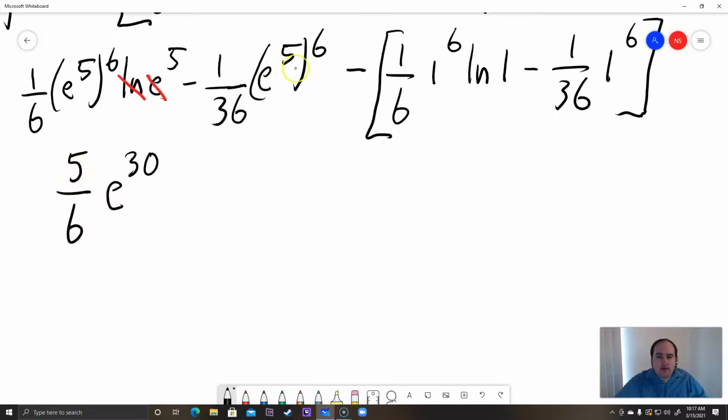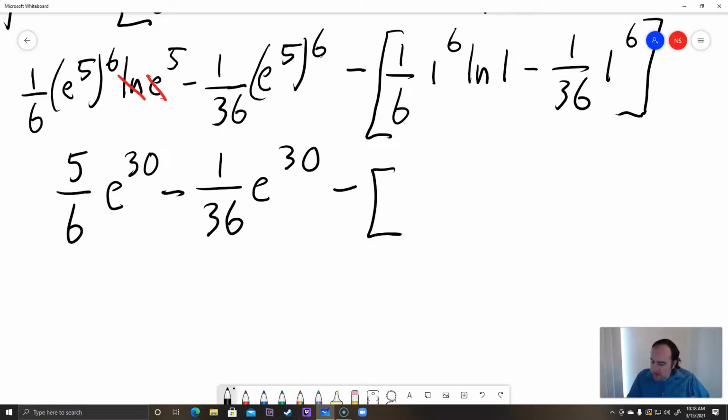Okay, and then over here, once again, e to the 5 to the 6, you multiply the exponents, so you get e to the 30. So we have minus 1 over 36 e to the 30. And then further on over here, we have minus bracket.